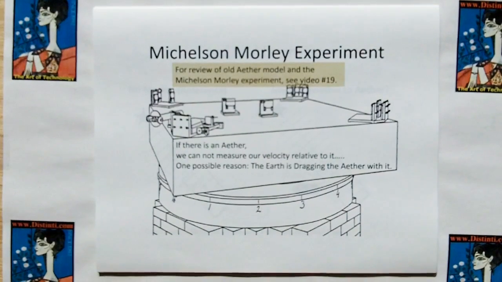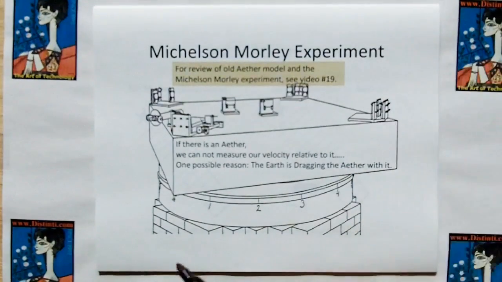Okay, so let's go back. The Michelson-Morley experiment was made to try to measure the velocity of the Earth relative to the ether. But they couldn't measure any velocity in any which way. And they reasoned then, well, maybe perhaps the Earth moves with the ether. And then they came up with the dragging model, the ether drag model. If you want to learn more about Michelson-Morley, you can go to video 19.